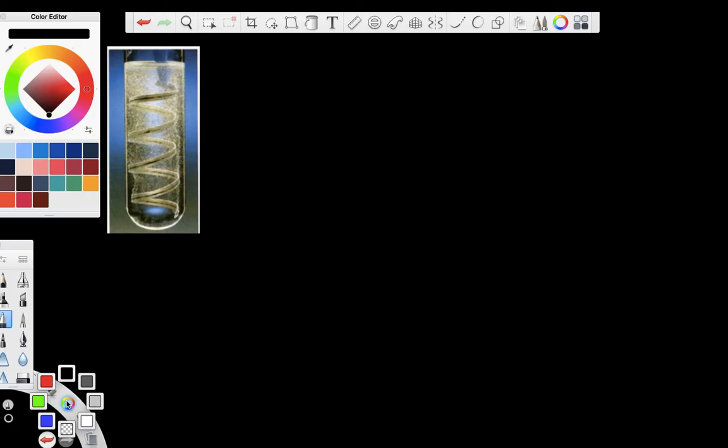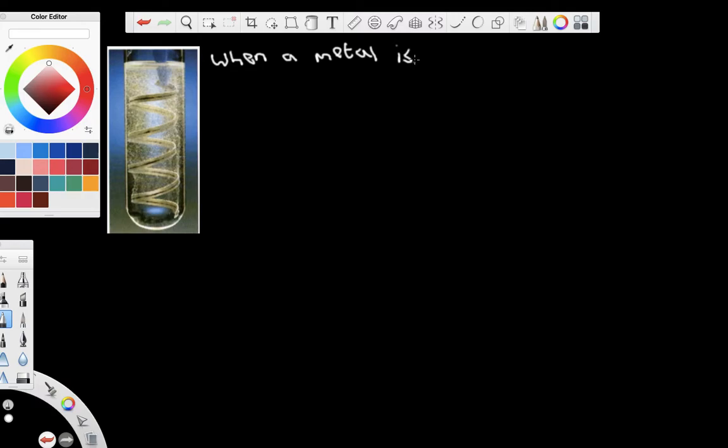So we can start by writing in our books that when a metal is placed in an acid, lots of bubbles are produced.